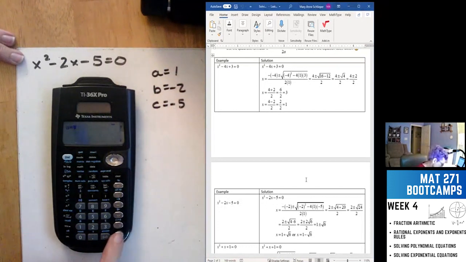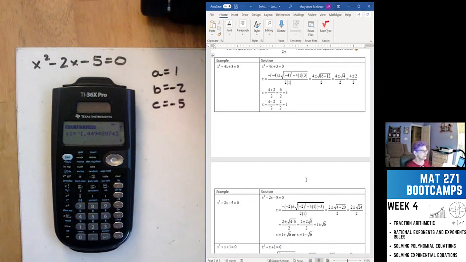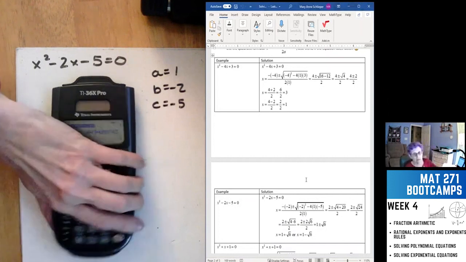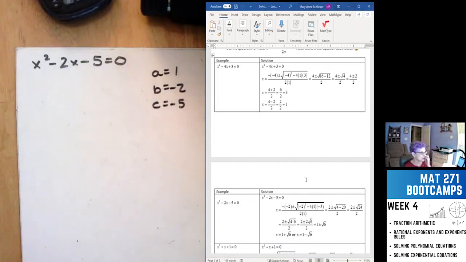So 1, negative 2. Oh, negative 5. You'd think I'd already done this problem today. I guess, yes, I have. So solve that. And oh, I get these big long numbers. And WebAssign said it wanted an exact answer. So darn, I can't put in negative 1.49489743 because WebAssign's going to give me that ugly red X mark instead of the happy green check mark.